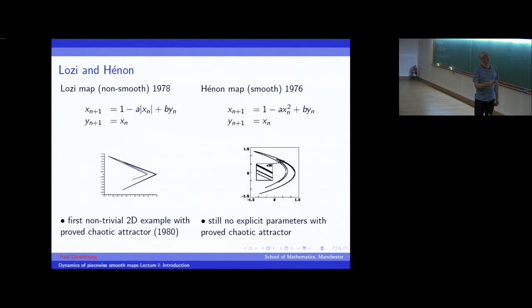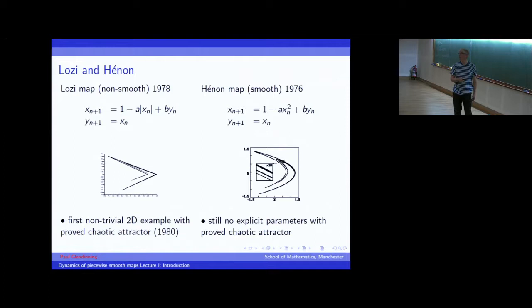But the determinant of the map is B or minus B, minus B probably. And so it's non-zero if B is non-zero, which means it's invertible. So by just adding that little term, he made the map invertible.